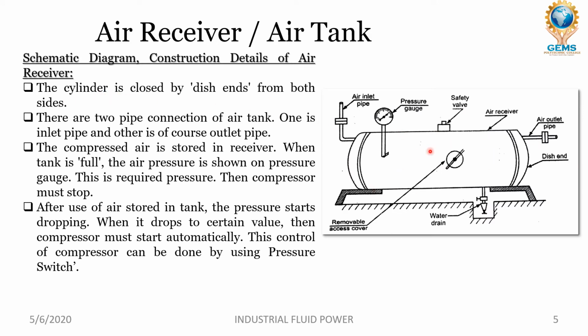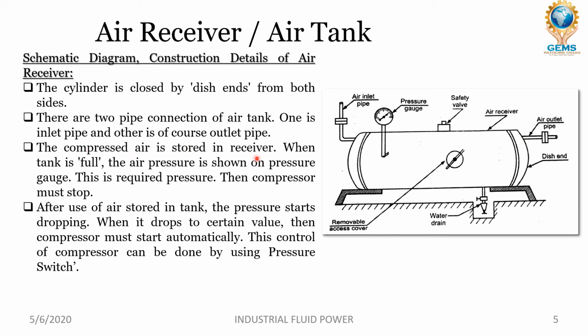This is the schematic diagram. Here the cylinder is closed by dish ends from both the sides. So these two are the dish ends. The cylinder is closed at both ends. There are two pipe connections of the air tank. One is the inlet pipe and the other is of course the outlet pipe. So this is the inlet pipe and this is the outlet pipe.